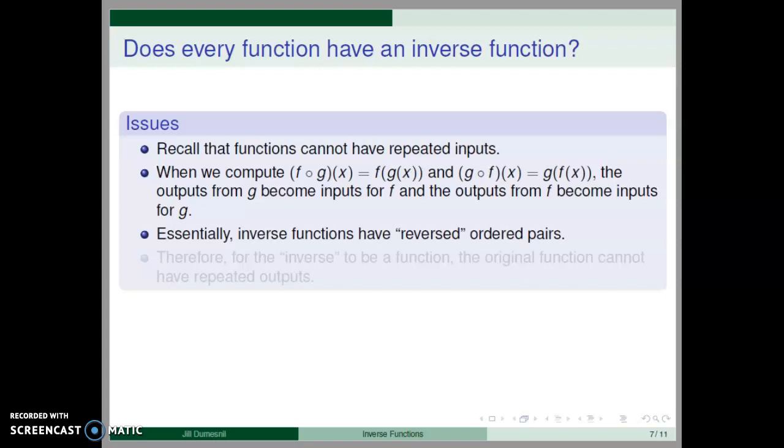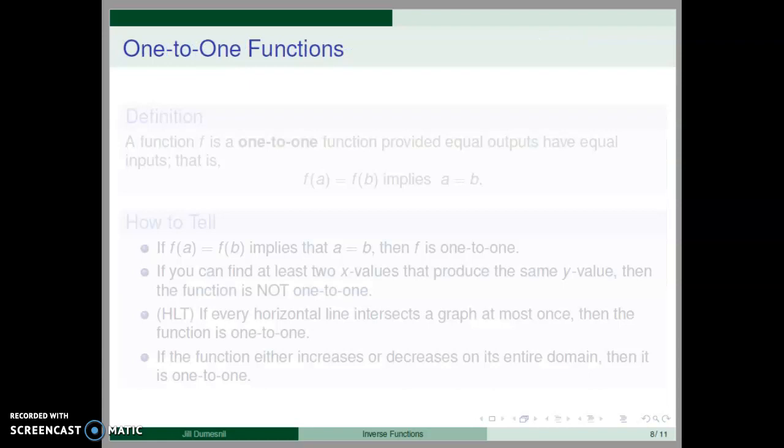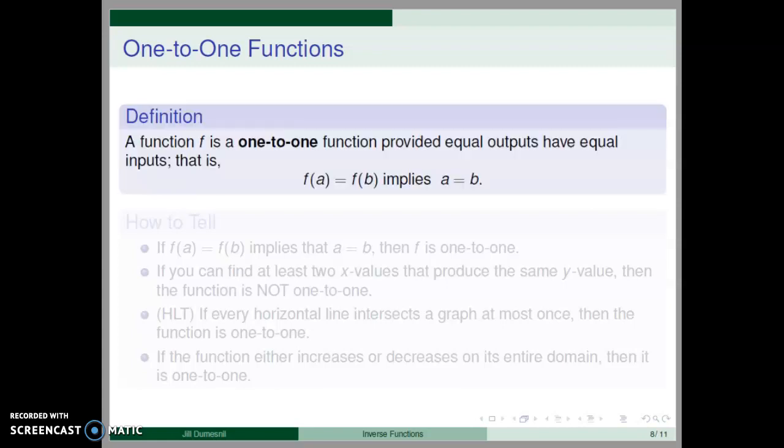Essentially, inverse functions will have reversed ordered pairs. Therefore, for the inverse to be a function, the original function cannot have repeated outputs. Functions with no repeated outputs are called one-to-one functions. A function, f, is called one-to-one, provided that equal outputs have equal inputs. In mathematical language, this means that f of a equaling f of b implies that a equals b.